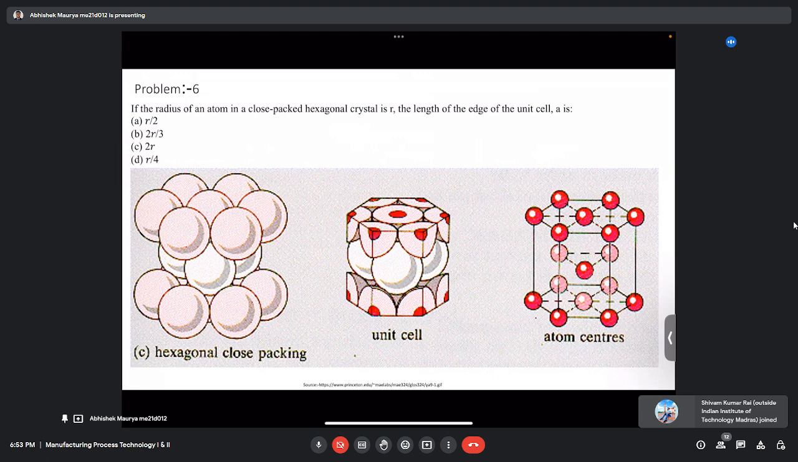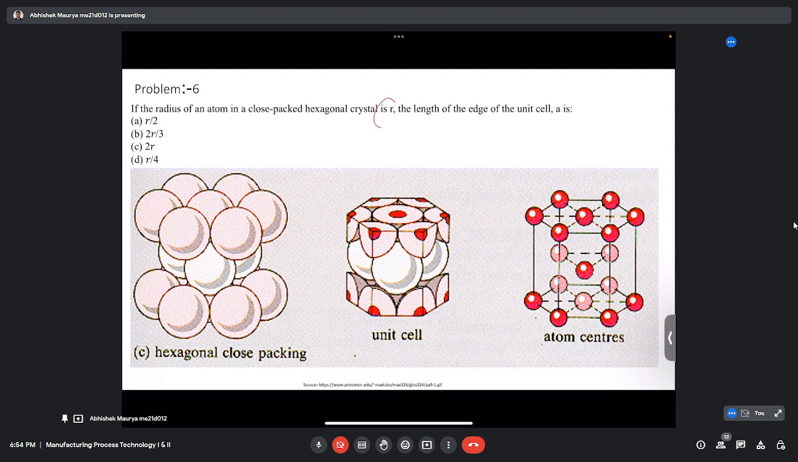Okay. Let's start discussing this question. So what has been asked? It has been asked that if the radius of an atom in close packed hexagonal crystal is R, the length of edge of unit cell A is.